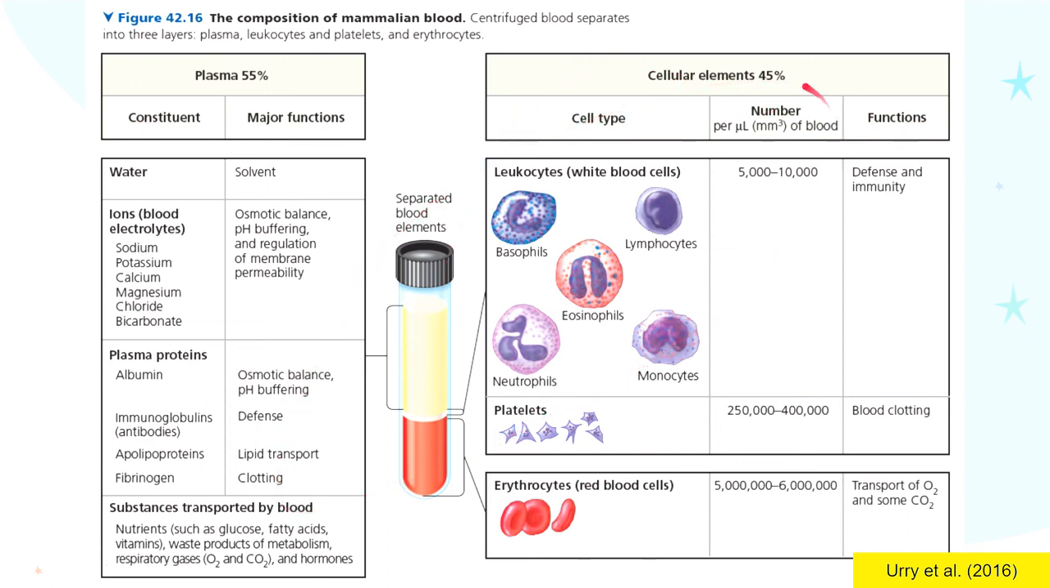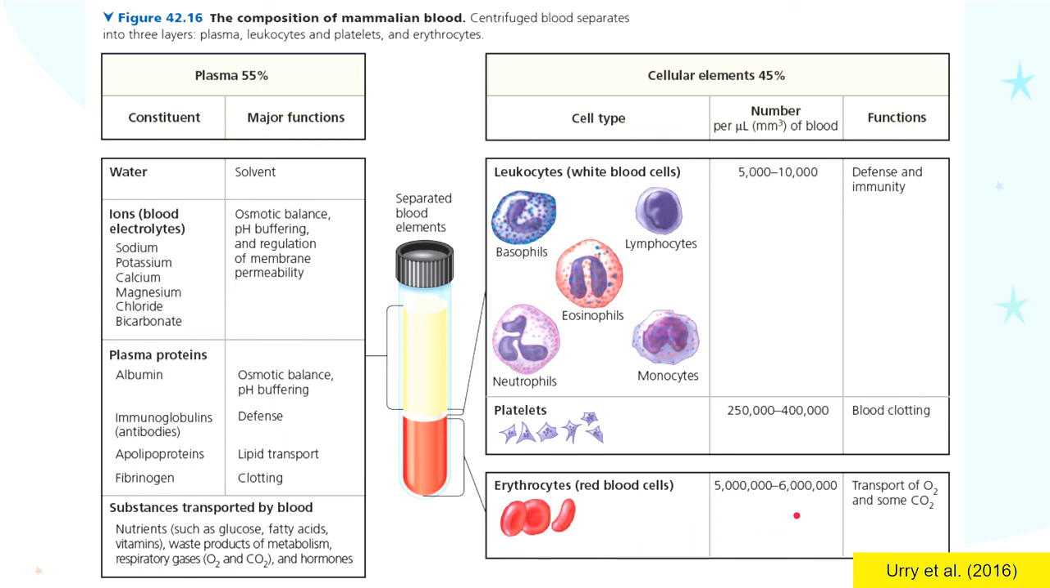The remaining 45% again are the cellular elements. So these are the cells that are floating around in your plasma. So you have your leukocytes, your white blood cells, such as your basophils, eosinophils, monocytes, wherein their main function is to defend your body against foreign invaders, to boost your immunity. You also have platelets, that's for blood clotting. Well, the remaining percentage of your blood is made up of red blood cells, your erythrocytes.